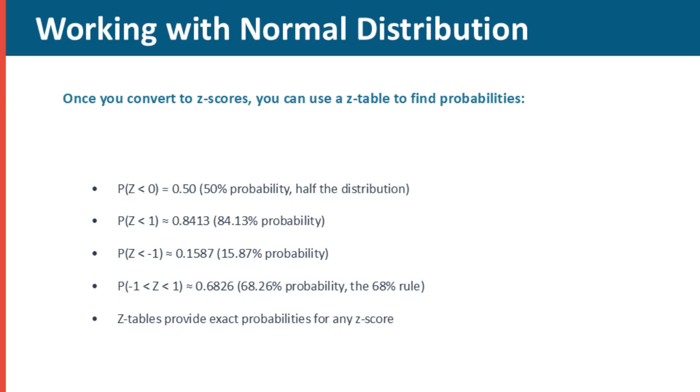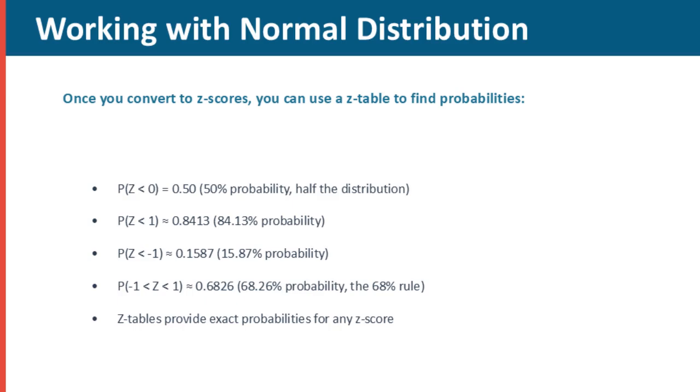So once you have converted data to Z scores, you can use the Z table to find probabilities and percentiles. A Z table shows you the cumulative probability, basically the percentage of data below any Z score. Here are some of the key values. Probability of Z score less than 0 is 0.5. That is 50% probability because 0 is the mean. Exactly half the distribution is below the mean.